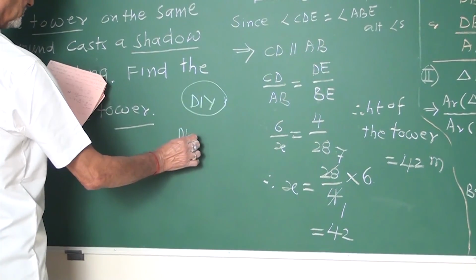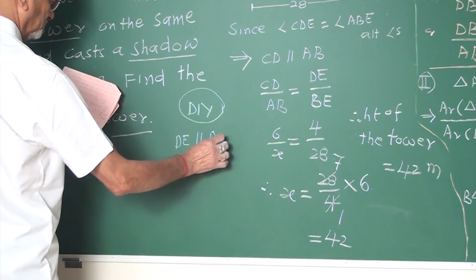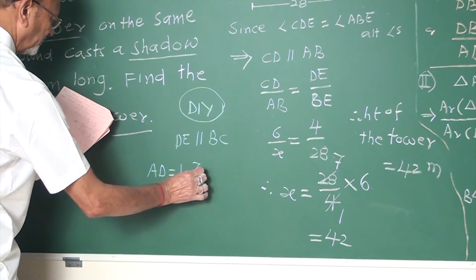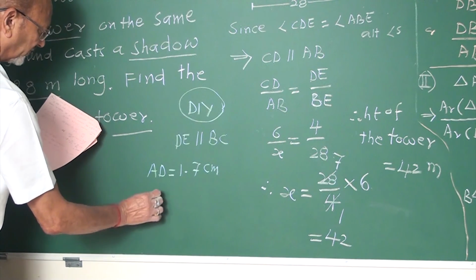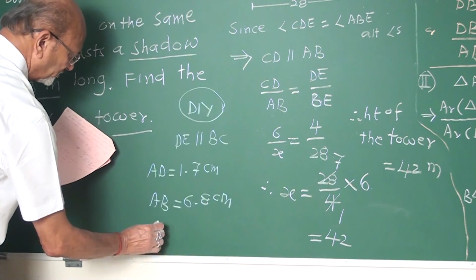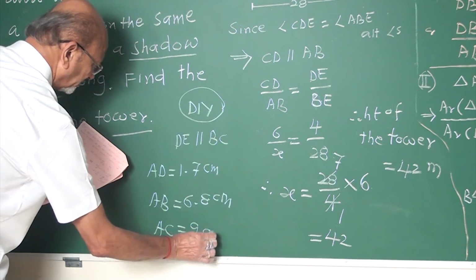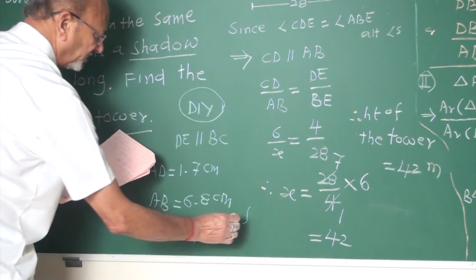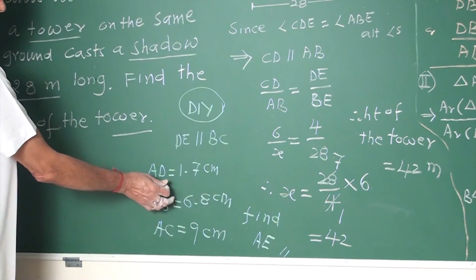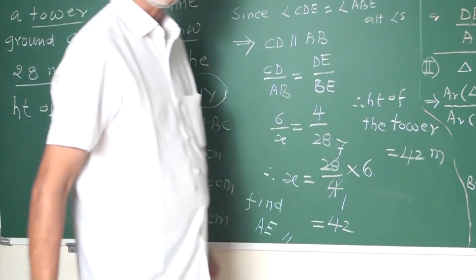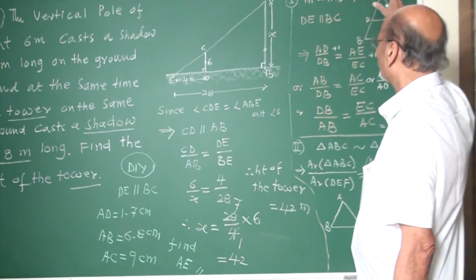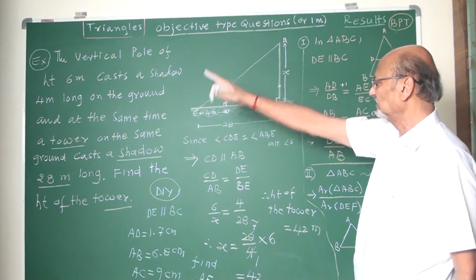In the figure, DE is parallel to BC. AD is given as 1.7 centimeter, AB is 6.8 centimeter, and one more is given, AC 9 centimeter. Then find AE. Yes, my friend, such a parallel example I have done. Just for practice, this example is given. All these 5-6 examples are based on this BPT result, my friends.